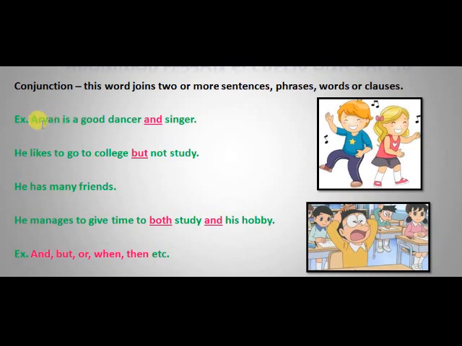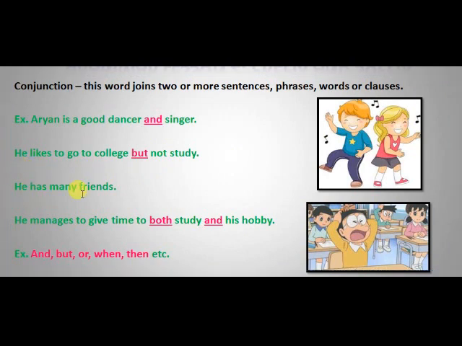For example, when I said Aryan is a good dancer, instead of using and, I could say Aryan is a good dancer, Aryan is a good singer. Instead of that, using conjunctions, I have very effectively joined two different things in one: Aryan is a good dancer and singer. He likes to go to college but not study. I could have used the sentences: he likes to go to the college. He does not like to study. But in short, using this conjunction but, I have said he likes college but not study.